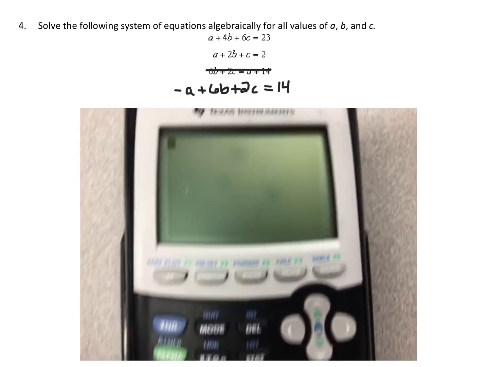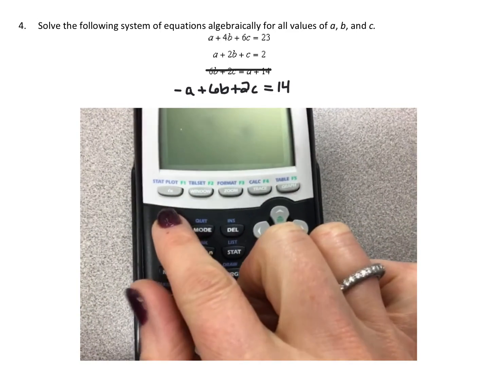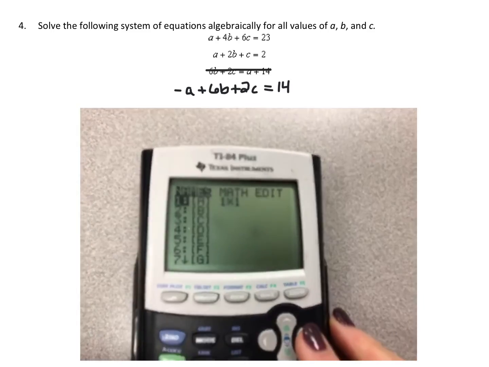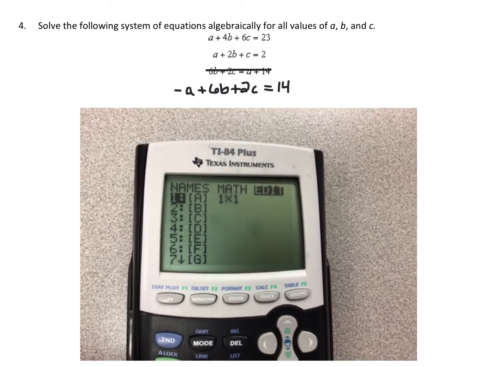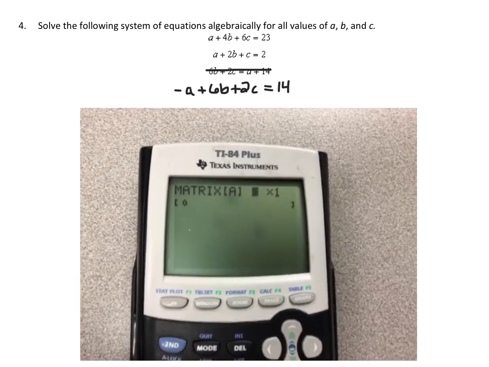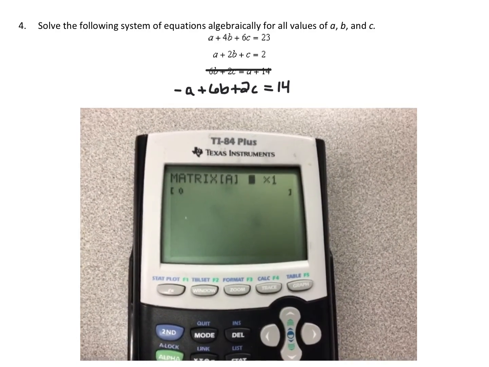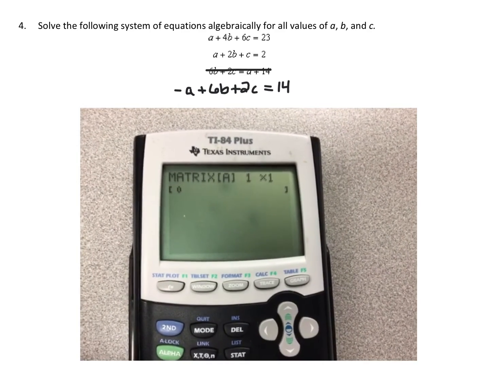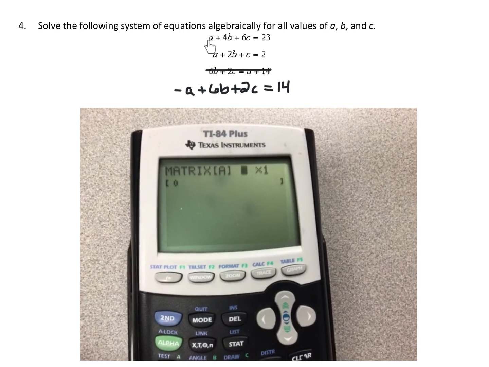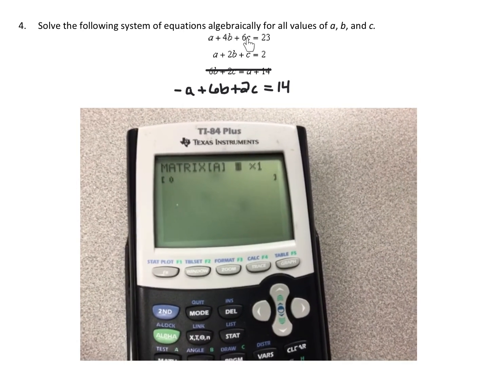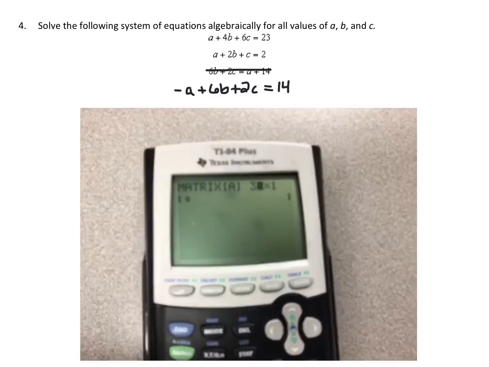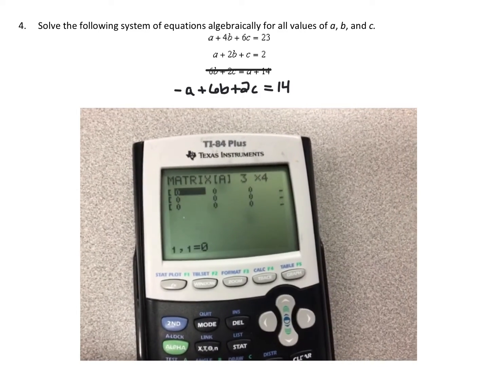Just to remind you how to do that, on our calculator we're going to hit second and see where it says matrix. We're going to hit matrix, go over to edit and hit enter. Now, my matrix is set up as 1 by 1. Don't we have 3 equations, right? 1, 2, 3. And we have 4 columns, really. A column for the A, a column for the B, a column for the C's, and a column for the number. So I'm going to set this as 3, enter, 4, enter, 3 by 4.